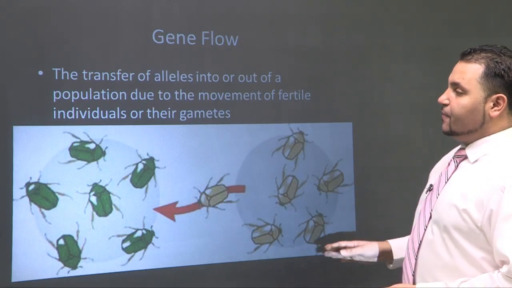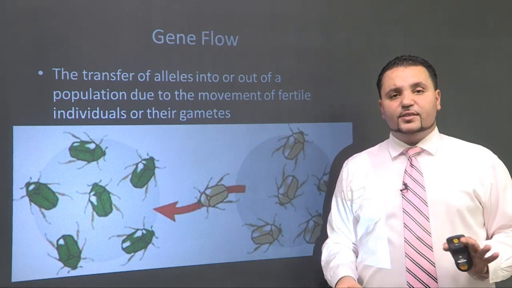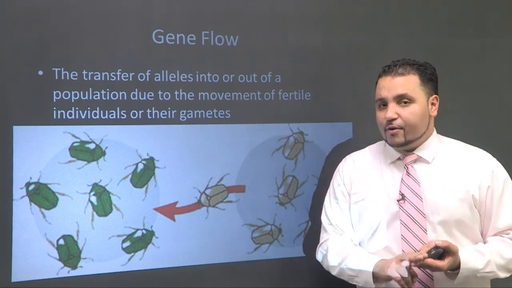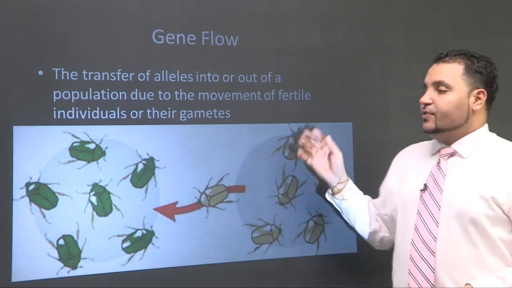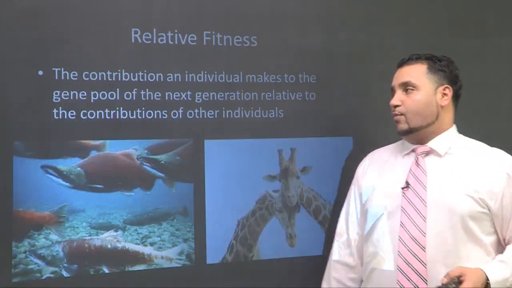Gene flow, as we said before, the only thing I really want you to know about this is immigration and emigration. This is where alleles get to go back and forth between the population. This leads to evolution. This is not Hardy-Weinberg.